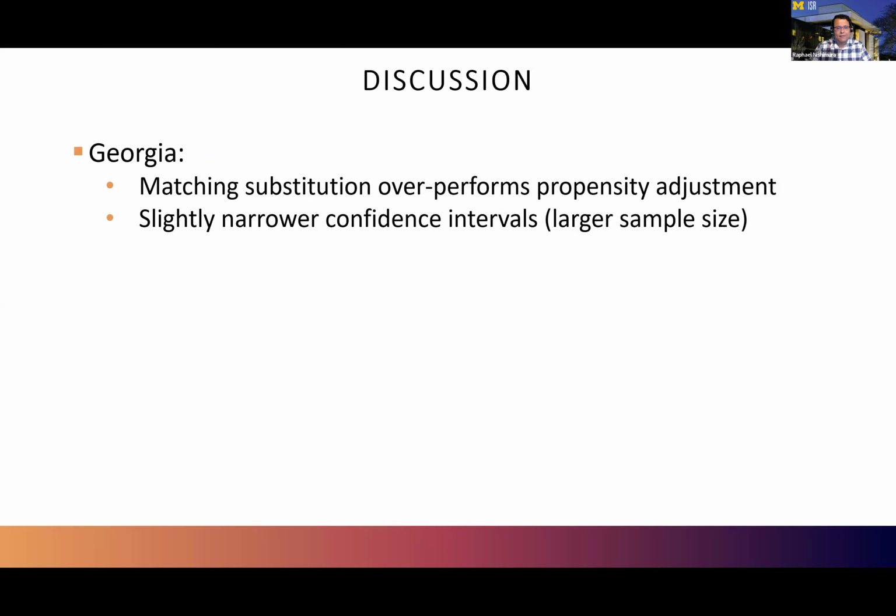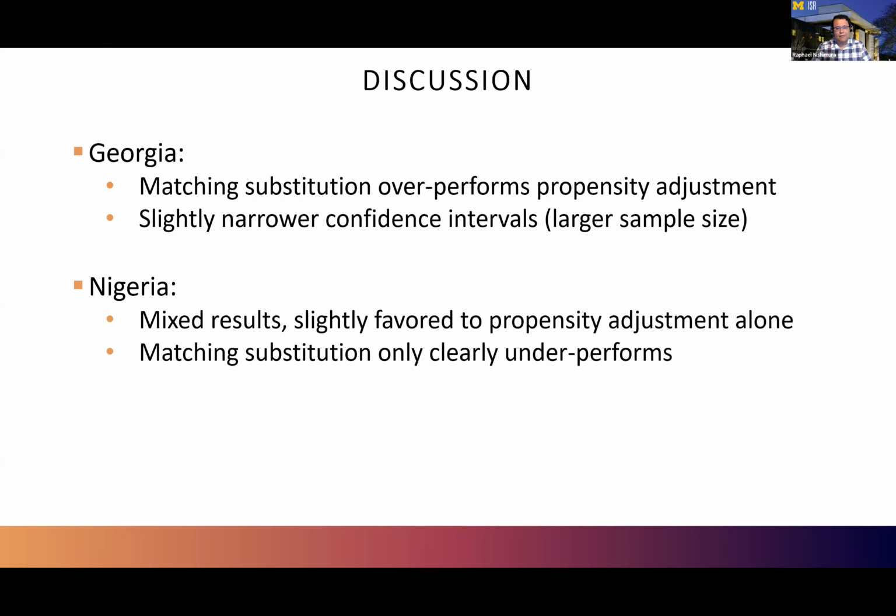In Georgia, as I said, matching substitution clearly tends to overperform the propensity score adjustment, and has slightly narrower confidence intervals, but that's mostly because of larger sample sizes, a larger number of respondents. In Nigeria, the results are a bit more mixed, but it slightly favors the propensity score adjustment alone. But one thing that is very clear is that only using the matching substitution underperforms the other two.